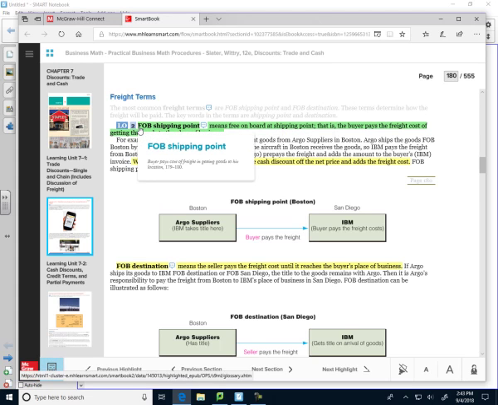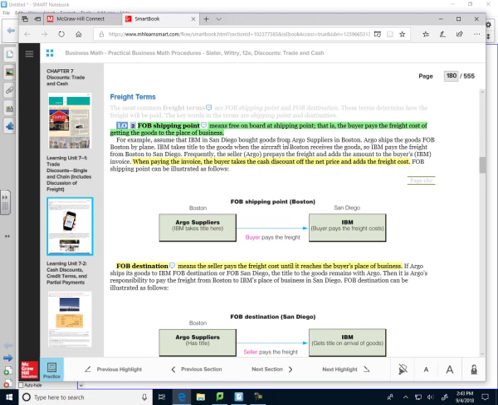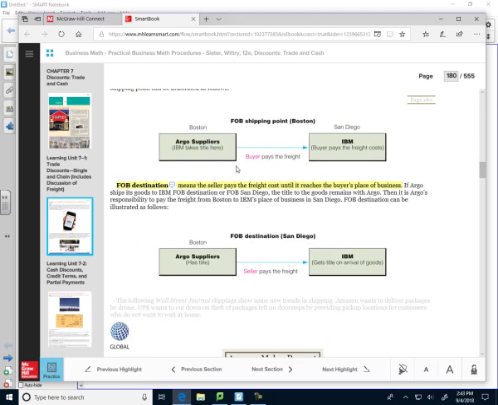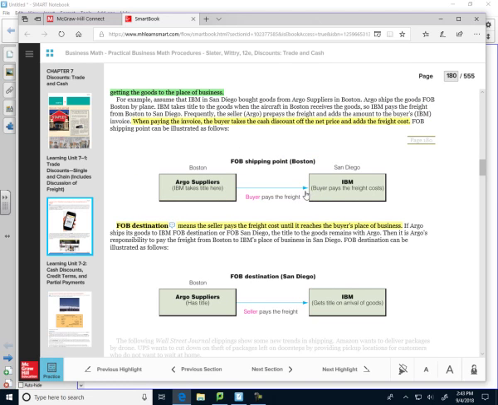You'll see something called FOB. This stands for free on board. This is an old term from when shipping really happened on ships. So now a lot of stuff, at least inside the continental United States, goes on trucks. But anyway, FOB means free on board. And there's two ways of looking at this.